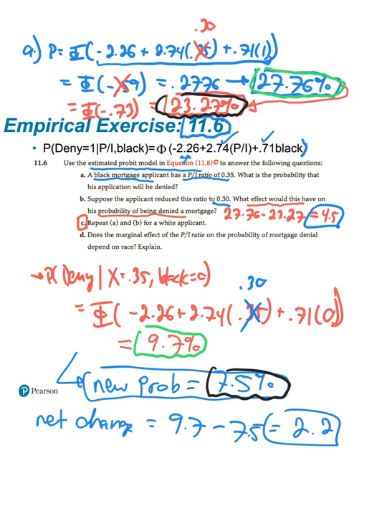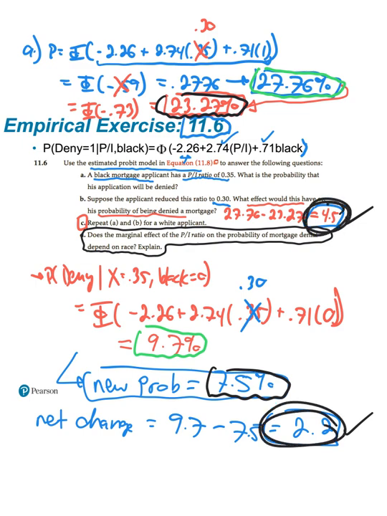All right, the net change here is 4.5. The net change here is 2.2, and we see that there's a differential impact depending on the demographic status of the applicants. So then answering this last question, does the marginal effect of the PI ratio, so decreasing it from 0.35 to 0.3, depend on race? Well, this says 4.5, this says 2.2. One's almost twice the amount of the other one. I'm going to say yes. Yes, it does. So we say then, indeed, that the marginal effect depends on the level of the probability, which in turn depends on the race of the applicants.